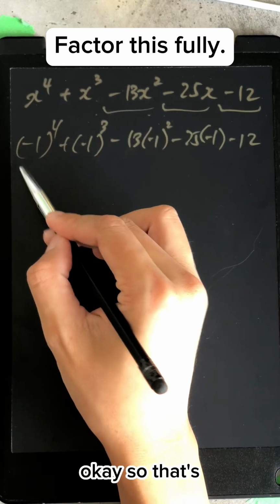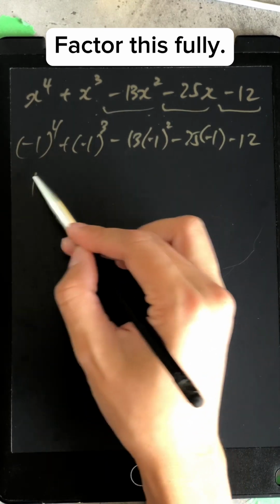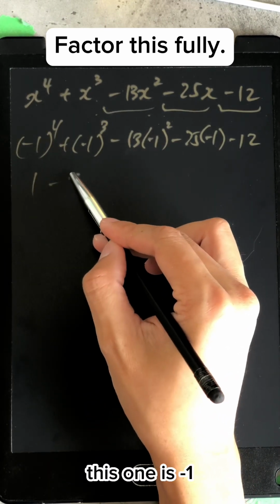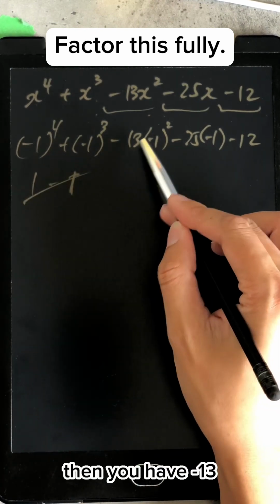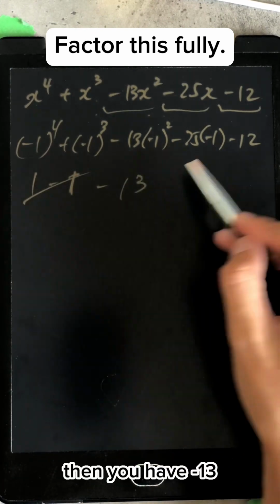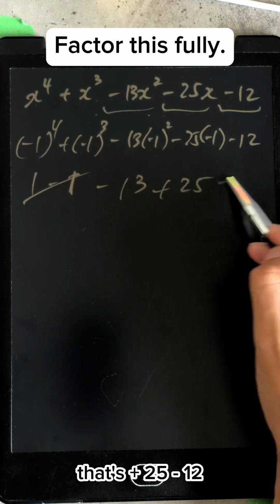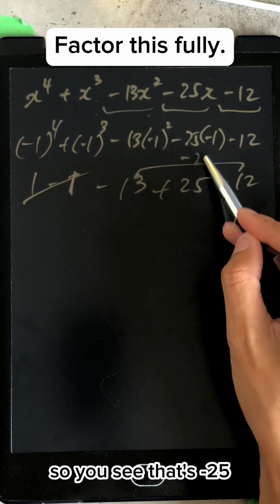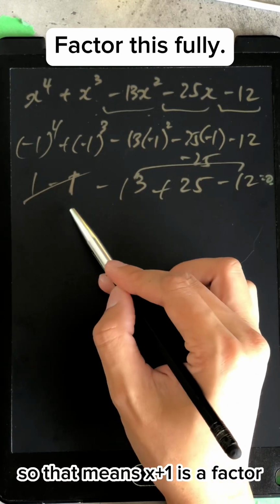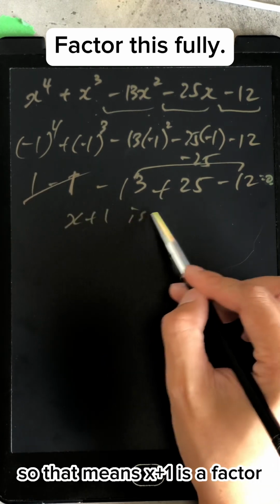So this one is 1. This one is negative 1, so that cancels out. Then you have minus 13. That's plus 25, minus 12. So you see that's negative 25. So that's equal to 0. So that means x plus 1 is a factor.